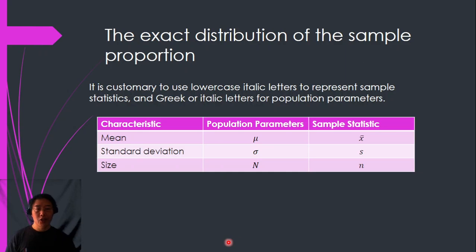A little bit of notation. For the population, it's mu, sigma, and capital N. When you look at your sample, it's your x with a bar on top, your mean. For the standard deviation it's lowercase s, and the sample size is lowercase n. So anything Greek is for the population, and also italic. Just keep that in mind when you see that in printed text.